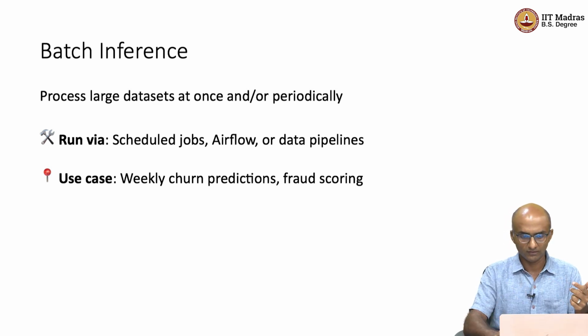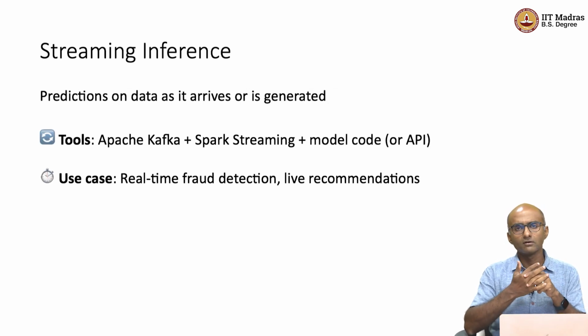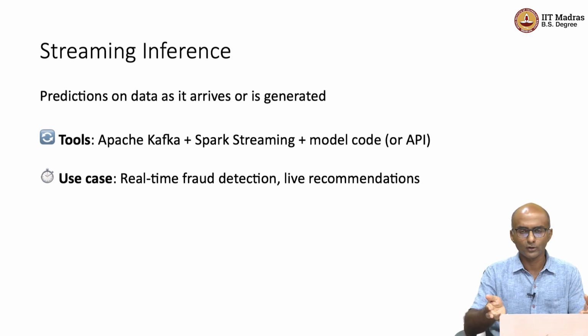So that's batch inference. In streaming inference, you're doing something similar to batch inference, but now you're doing it on every data element as and when it arrives. So you're not waiting for large amounts of data to get collected. You might still wait for a small window of data to get collected, which might have one or more data elements or data records, but you're not waiting for long periods of time. Here the use case is going to be more around real-time fraud detection or live recommendations for a user who's logged into the website at a particular point in time.